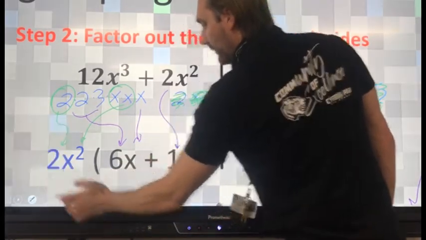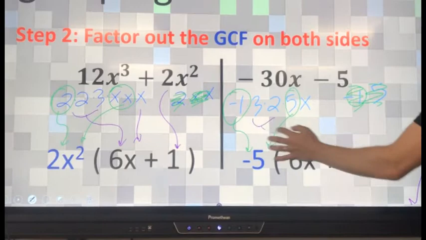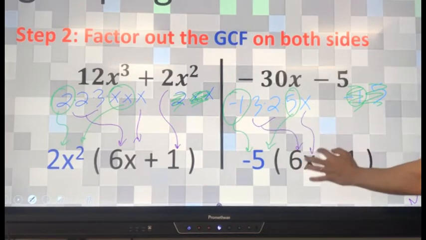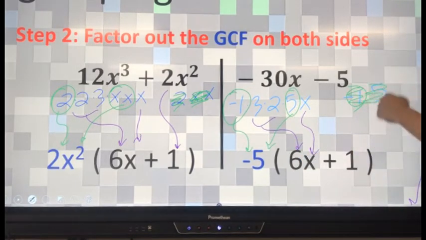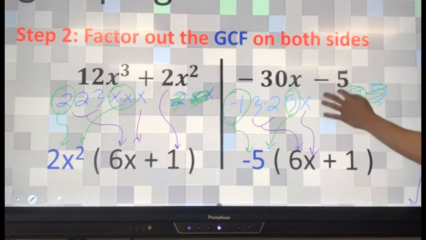What do they have left over? I see a 3 times 2, which is 6, and x. And again, notice I've taken out everything. My GCF was a negative 5. So divide it by itself, you get a 1.